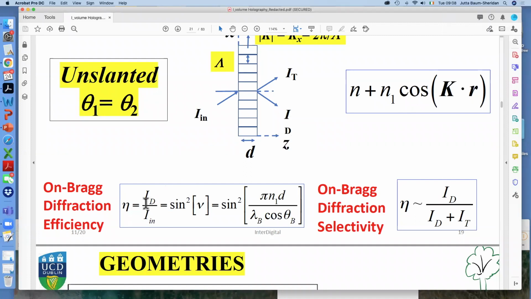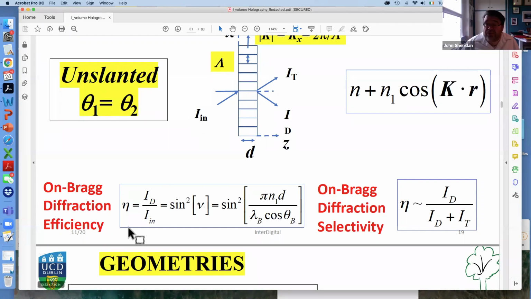Okay. So the diffraction efficiency is the diffracted intensity divided by the input. We're going to derive these expressions, but it turns out it varies sinusoidally as a function of n1, this refractive index modulation, and d, the actual thickness. So we can see here, if we make the modulation bigger or the thickness bigger, this term starts from 0 and increases, and it's going to vary sinusoidally. What we notice is that in many papers, people don't actually calculate this diffraction efficiency. They talk about the diffraction selectivity, and they use exactly the same notation. They use this eta, and they talk about the diffracted intensity divided by the sum of the diffracted intensity plus the transmitted intensity.